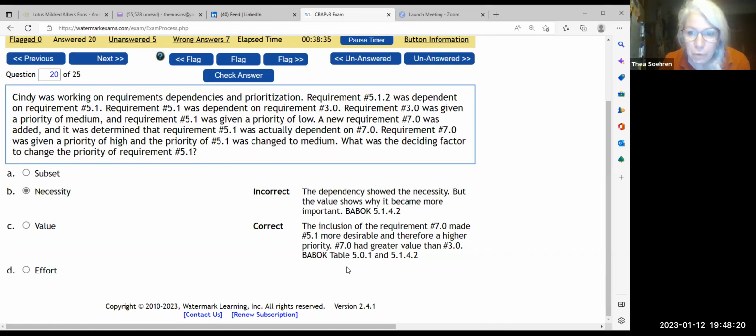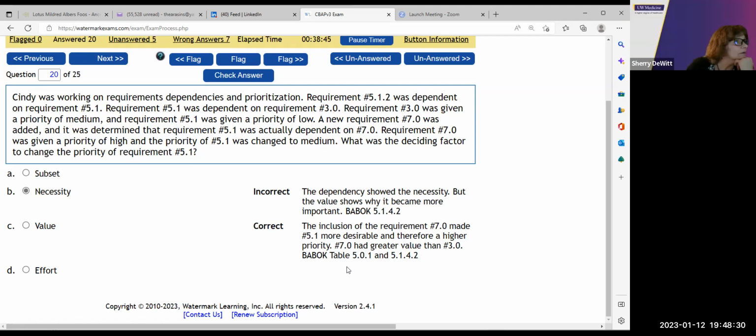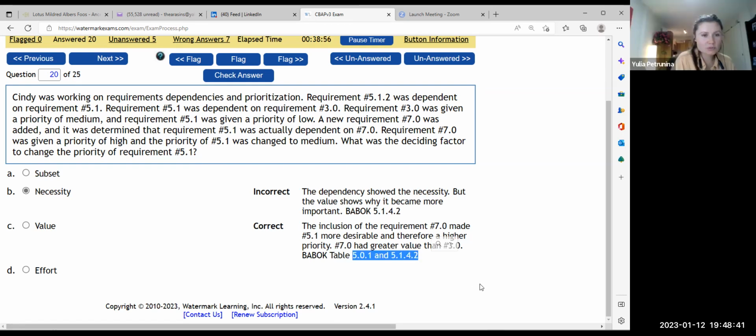The inclusion of requirement 7.0 made 5.1 more desirable and therefore a higher priority. 7.0 had a greater value than 3.0. They just kind of confused us. The whole valuable thing is confusing. First of all, guys, check this table. Deciding factor: there is no value in relationship here.